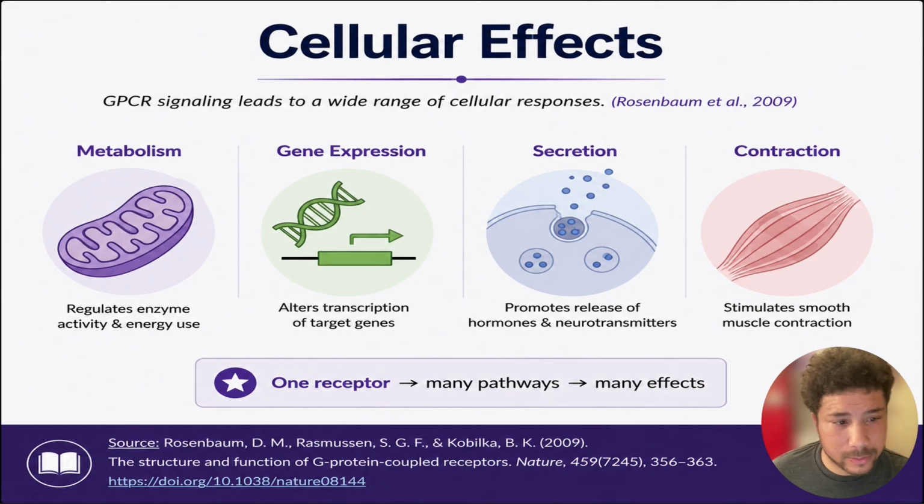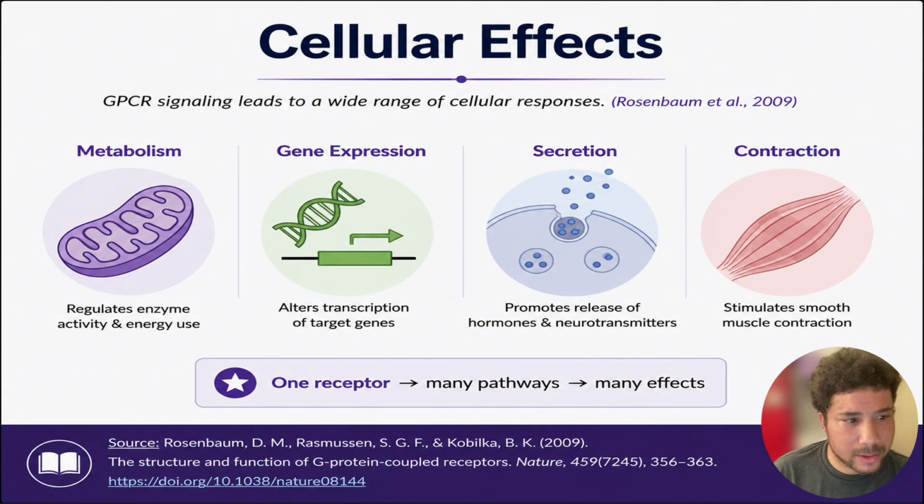So we'll move on to cellular effects. After the receptor, G protein, effectors, and second messengers have been activated, the pathway produces changes in cell behavior. This slide will highlight the four broad categories of how this works. So it will be metabolism, gene expression, secretion, and contraction.